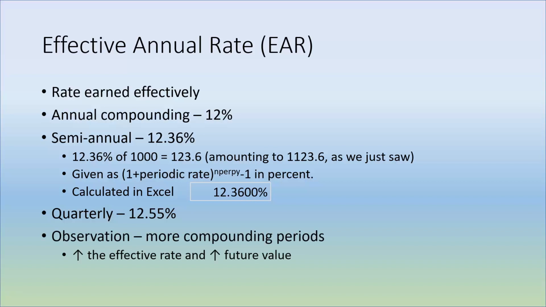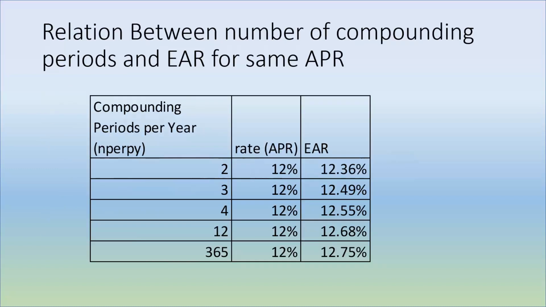So the observation is that the more the compounding periods, the greater the effective annual rate and the greater the future value. So here is the illustration. As we see, when it's 2 periods, that is semi-annual compounding, the effective rate is 12.36. If it's 3 months, then the rate becomes 12.49. If the number of periods is 4 per year, then the effective annual rate is 12.55, as we just saw.